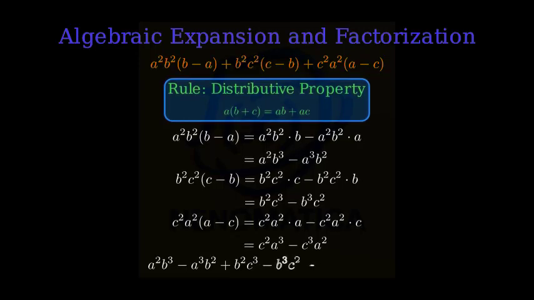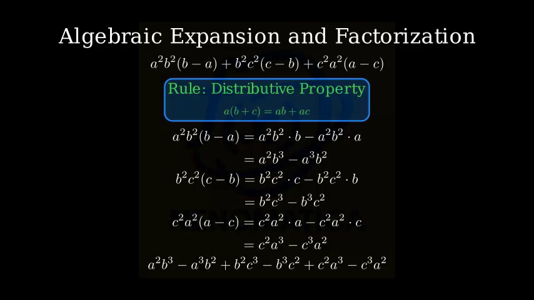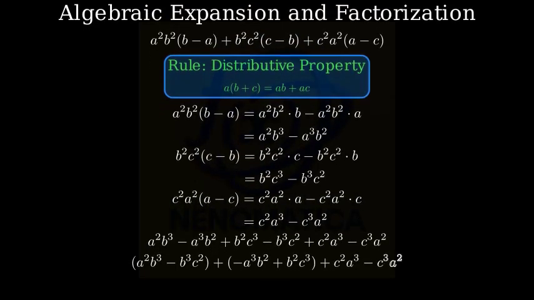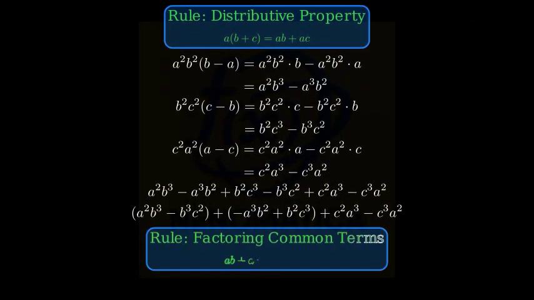We have a squared b cubed minus a cubed b squared, plus b squared c cubed minus b cubed c squared, plus c squared a cubed minus c cubed a squared. Let's rearrange these terms to find a pattern. We can group them as (a squared b cubed minus b cubed c squared), plus (b squared c cubed minus a cubed b squared), plus c squared a cubed minus c cubed a squared. We can further factor this expression.